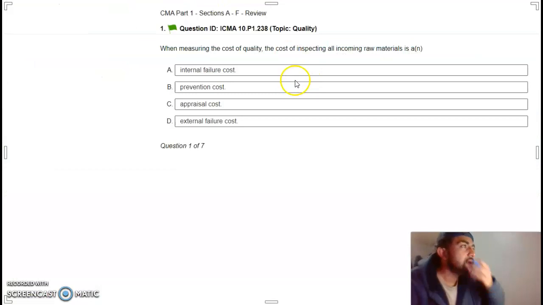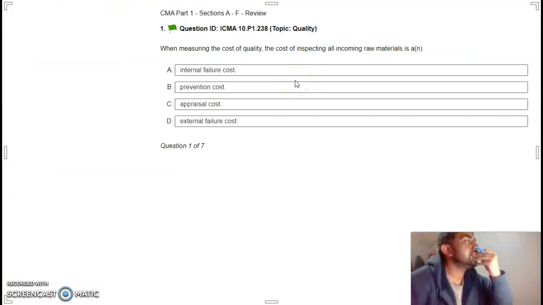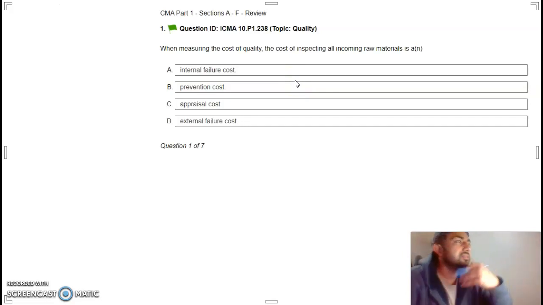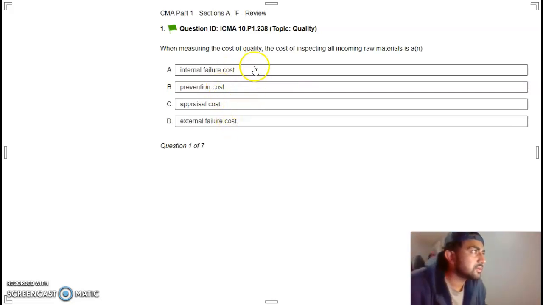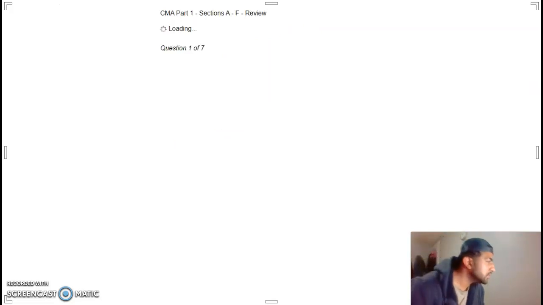Measuring the cost of quality, the cost of inspecting all incoming raw material is an internal failure cost. Quality is for the final product, so internal failure cost of the raw material. Yeah, that would be internal failure cost versus preventative, appraisal, or external failure cost. I'm going to go with internal as the answer.